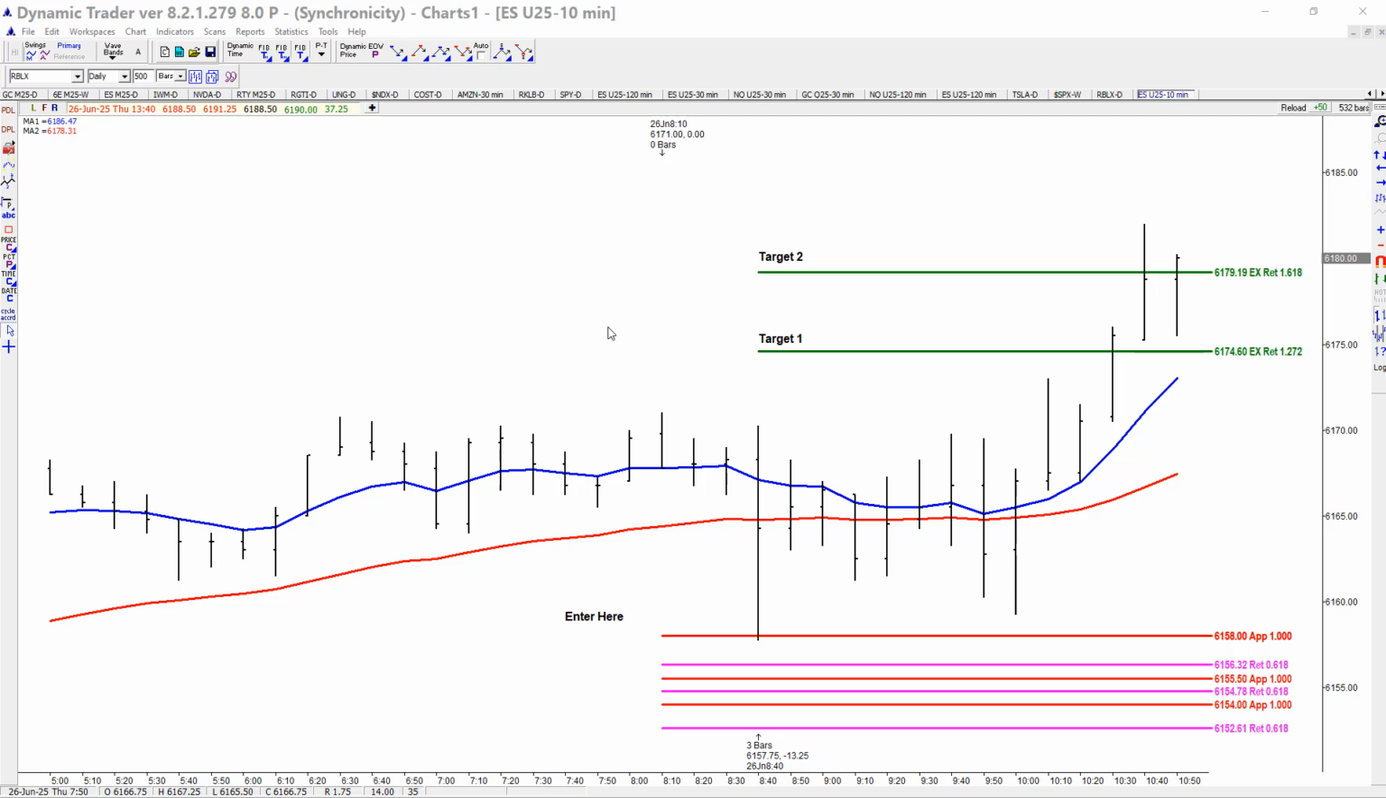I wanted to do a quick video about a setup that happened this morning. Of course, it's June 26, 2025. And this is an ES, which is Cash SPX Futures chart. It is a 10-minute chart. You can see that by looking right up here. You can see what chart I'm on. It says ES 10-minute chart. You can see I have other charts beside it, Roblox, Tesla.